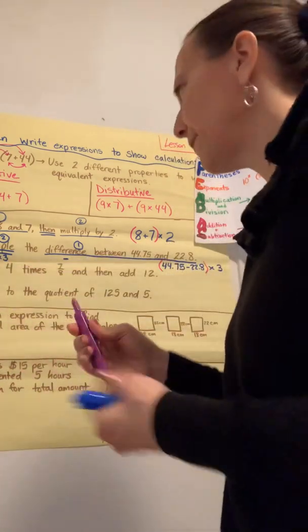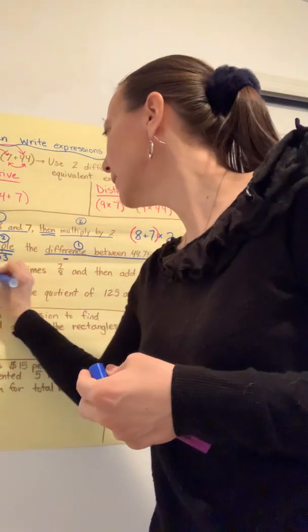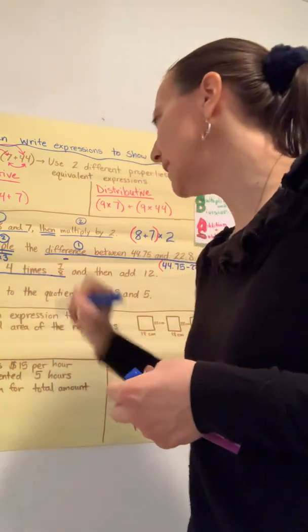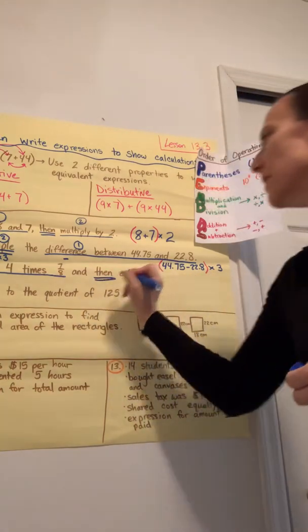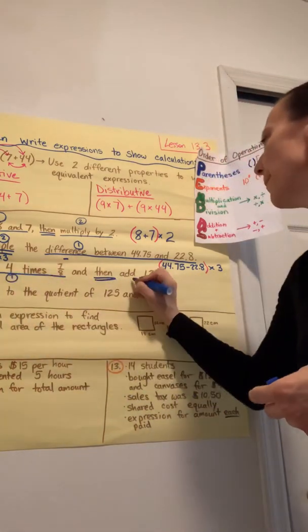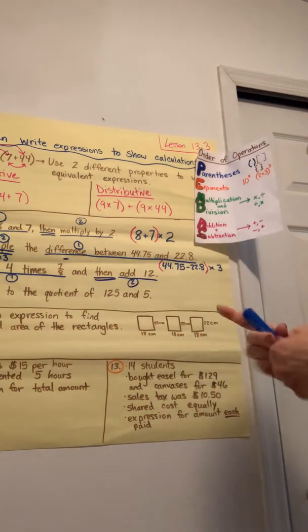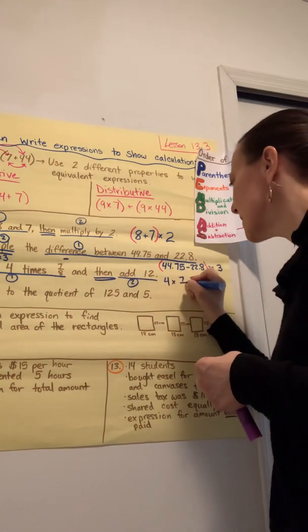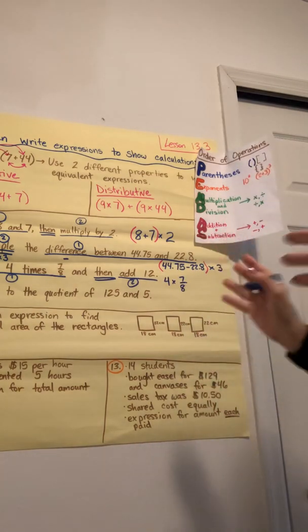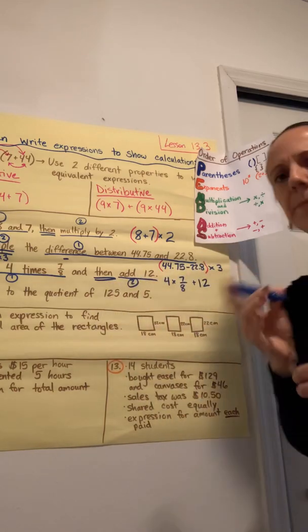Okay, number 5 says to multiply 4 times 7/8. So that's one thing I have to do. Then, okay, so this is my first step. This is my second step. Add 12. Okay, so let's start by just writing that out. 4 times 7/8. There's no tricky vocabulary here. Add 12, plus 12. Okay.